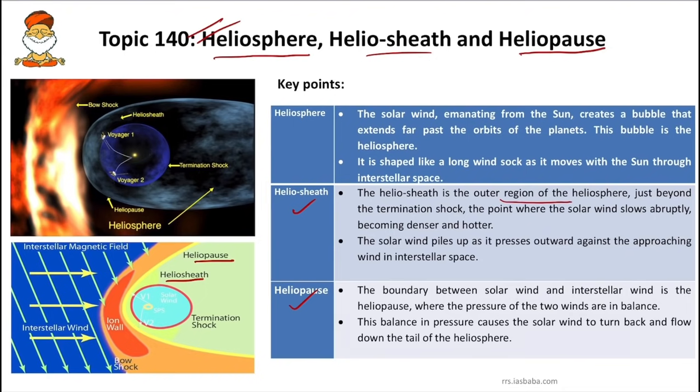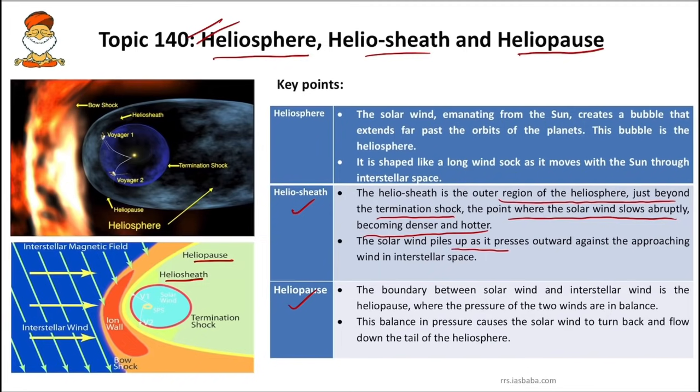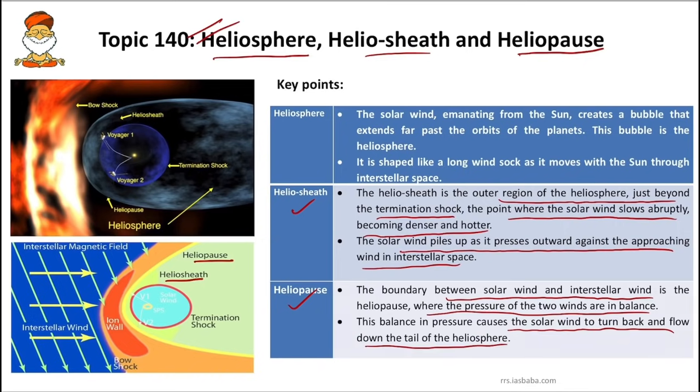What is the heliosheath? It is the outer region of the heliosphere just beyond the termination shock, the point where the solar wind slows abruptly and becomes denser and hotter. The solar wind piles up as it presses outward against the approaching wind in interstellar space. And the heliopause, like the tropopause and mesopause, is a transition and boundary between solar wind and interstellar wind where the pressure of the two winds is in balance. This balance in pressure causes the solar wind to turn back and flow down the tail of the heliosphere. So just know these different terms: heliosphere, heliosheath and heliopause.